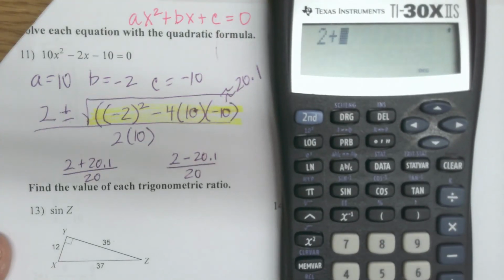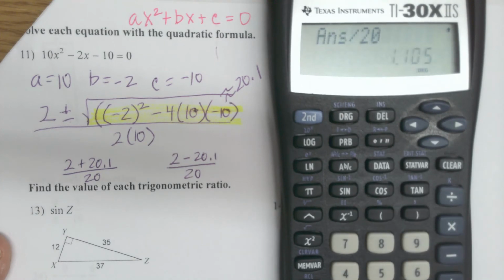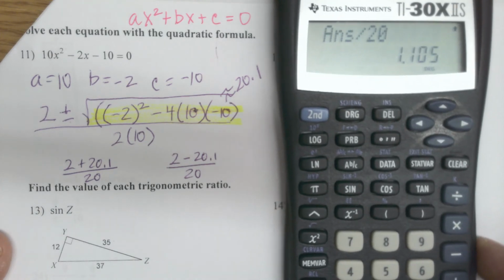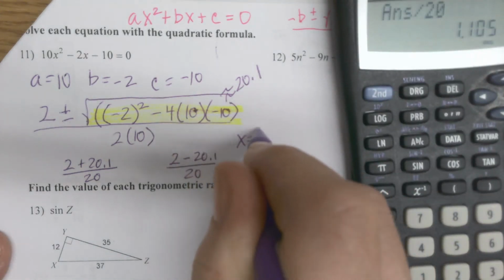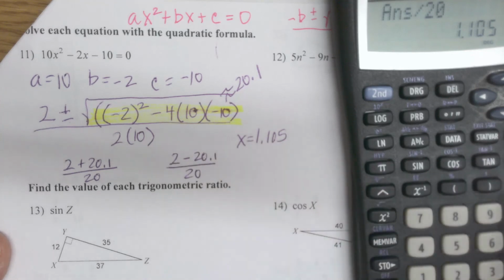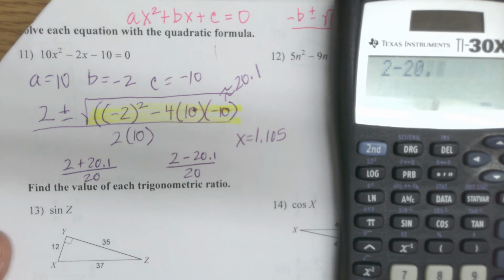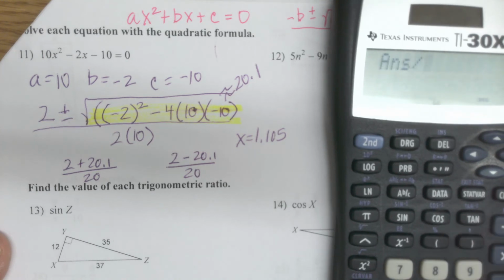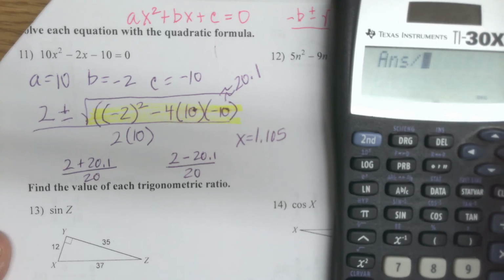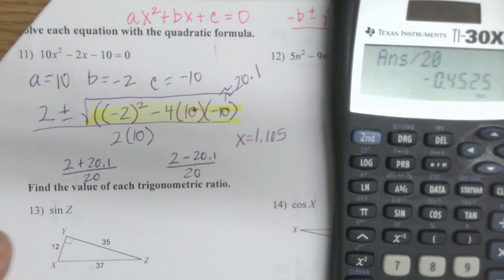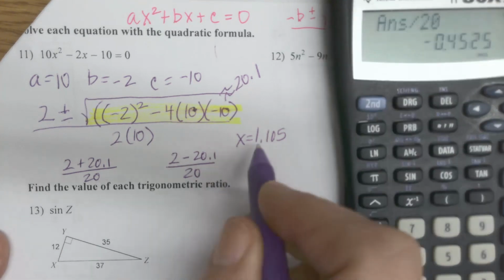Two plus 20.1, hit equals, divide by 20. I got 1.105. And then 2 minus 20.1, hit equals, divide by 20. And I got negative 0.4525.